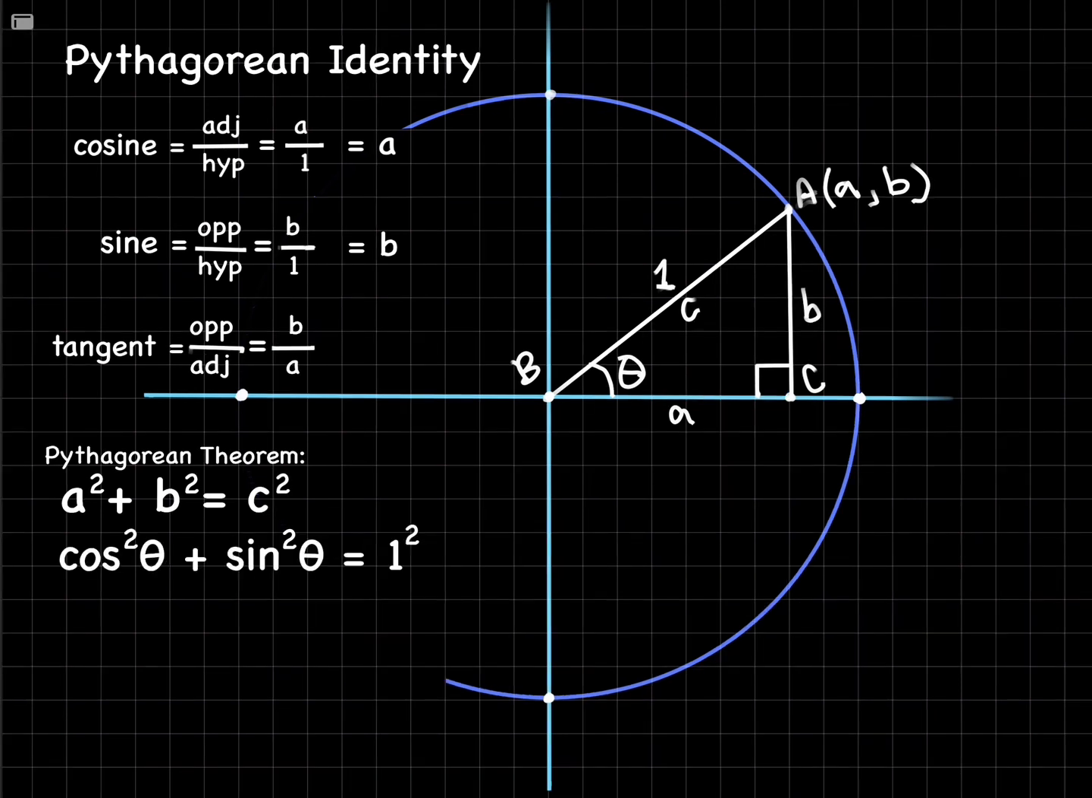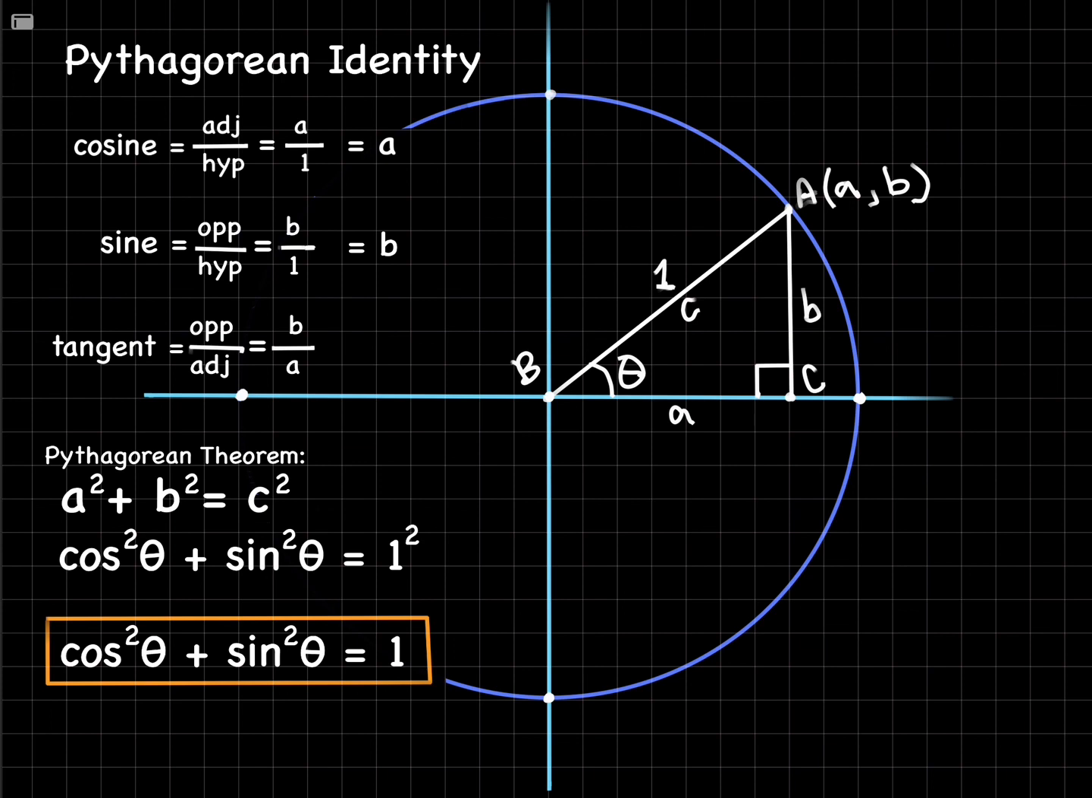Cosine squared of theta plus sine squared of theta equals 1 squared, which simplifies to cosine squared of theta plus sine squared of theta equals 1. This is the main Pythagorean identity, which means we can algebraically manipulate to help us simplify expressions. It is also worth noting that when we substitute sine for B and cosine for A, tangent is equal to sine over cosine. Okay, let's use this information to simplify a few expressions.